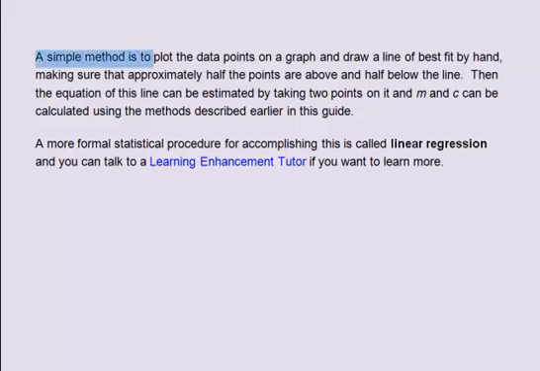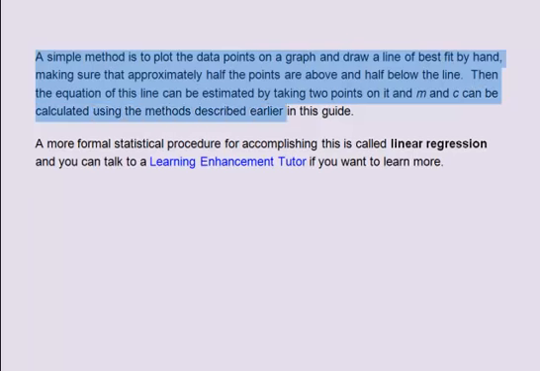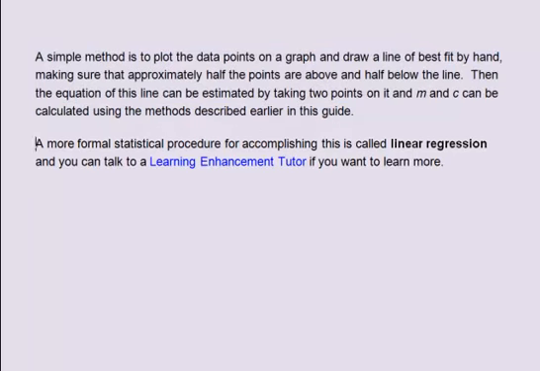A simple method is to plot data points on a graph and draw a line of best fit by hand, making sure that approximately half the points are above and half below the line. Then the equation of this line can be estimated by taking 2 points on it, and m and c can be calculated using the methods described earlier in this guide. A more formal statistical procedure for accomplishing this is called linear regression, and you can talk to a learning enhancement tutor if you want to learn more.